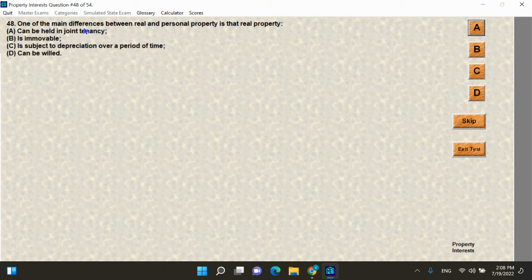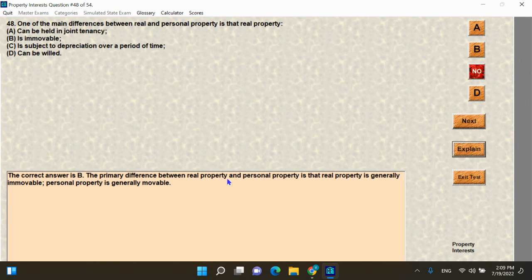48. One of the main differences between real and personal property is that real property A. can be held in joint tenancy, B. is immovable, C. is subject to depreciation over a period of time, D. can be willed. The correct answer is B. The primary difference between real property and personal property is that real property is generally immovable. Personal property is generally movable.